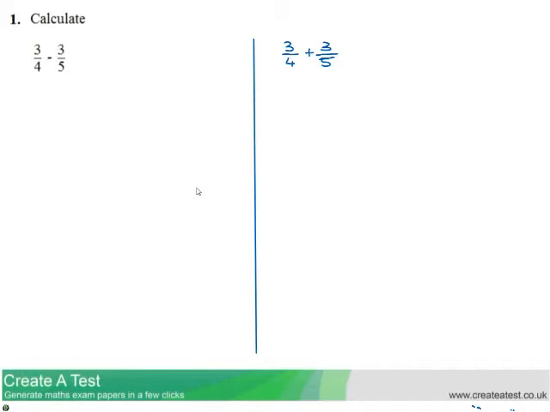Today we're going to have a look at some addition and subtraction of fractions. So part 1 will deal with the subtraction, and part 2 will deal with the addition. So the first question then is 3/4 minus 3/5.